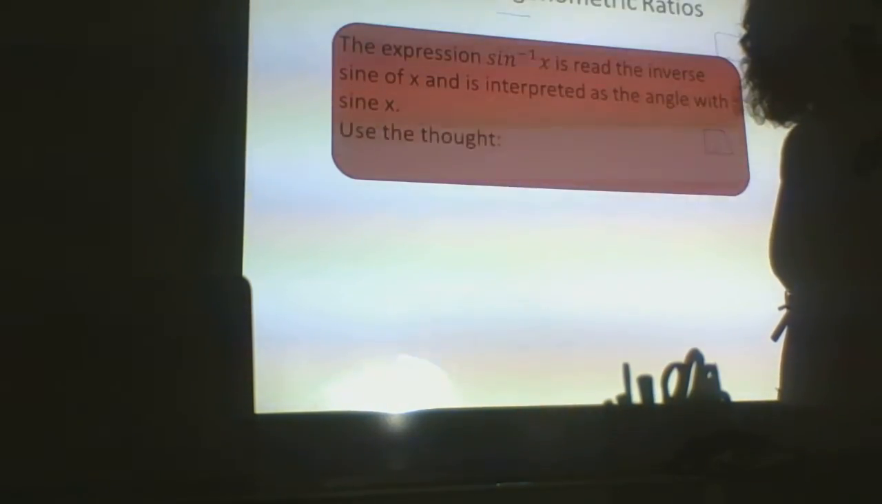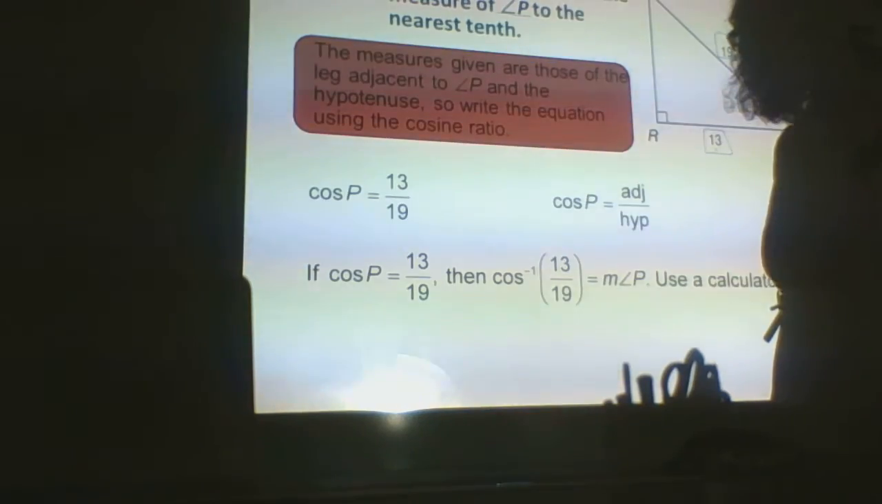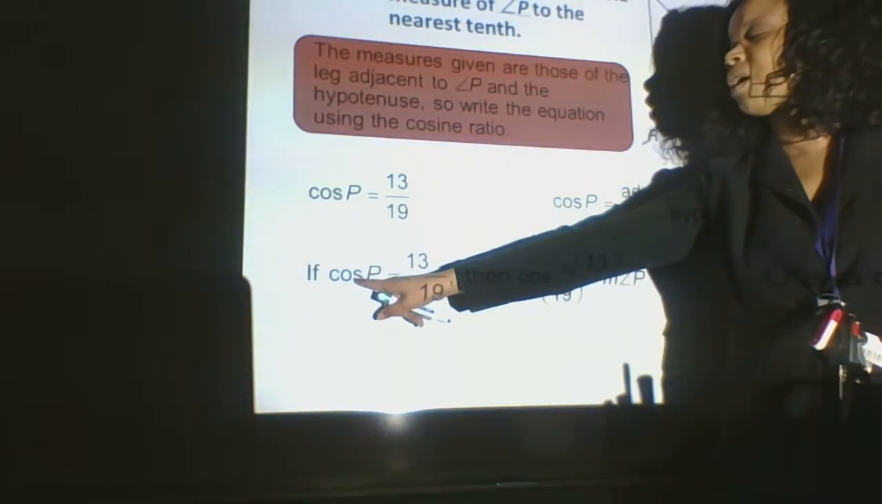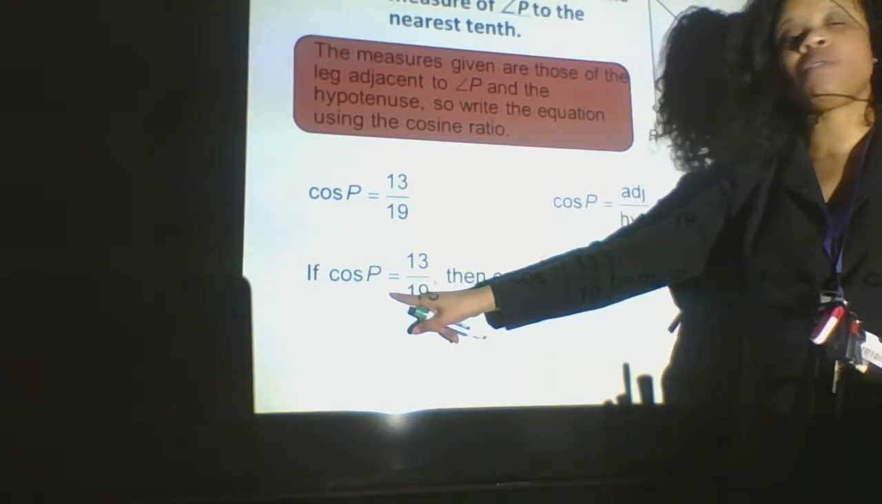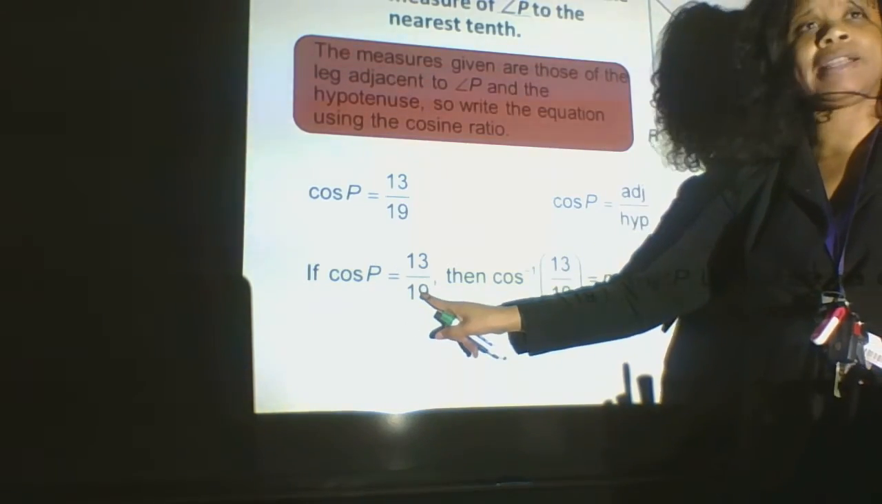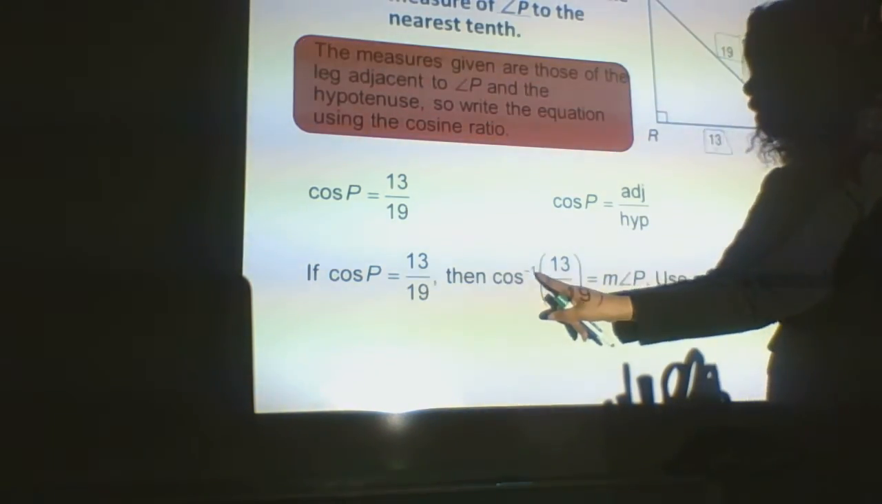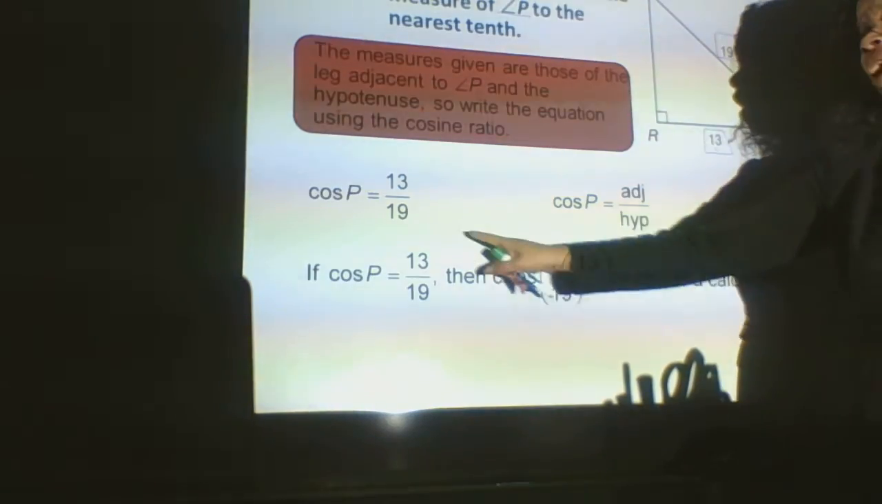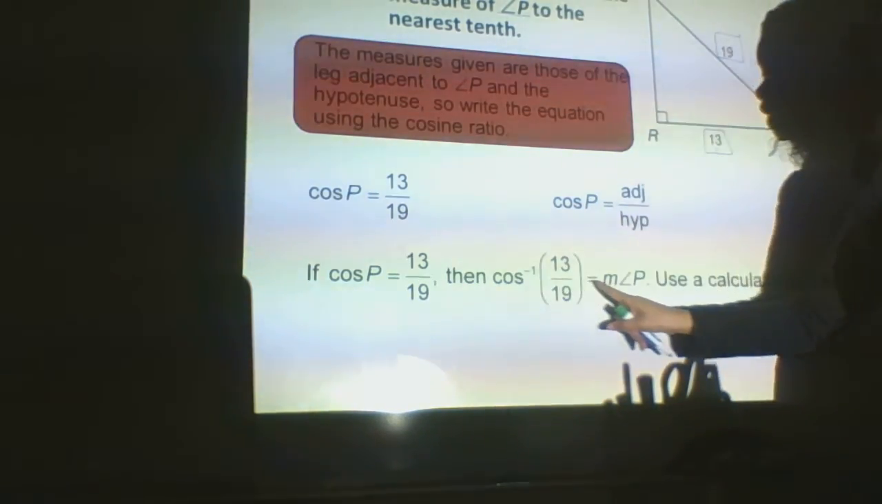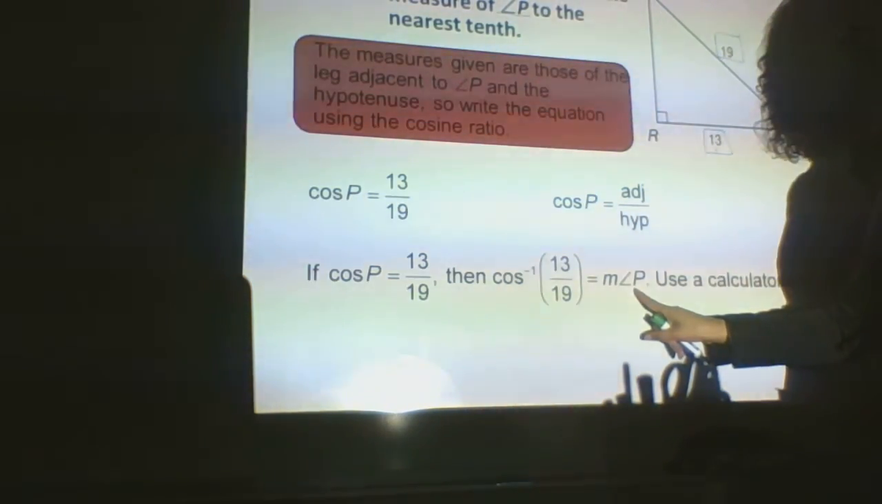So let's apply that. We're going to write that in a conditional statement. If the cosine of P equals 13 over 19, then the inverse cosine of this right here is going to equal the measure of angle P. Okay?